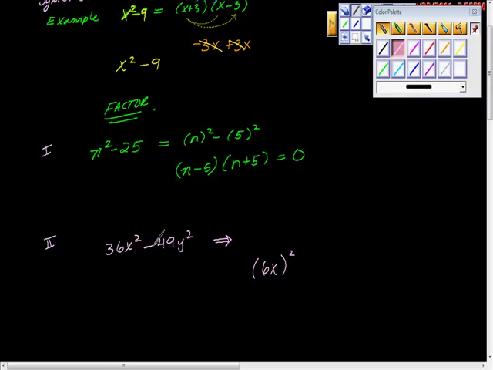So how do you think I'm looking at this? This negative sign is this one, so how do you think I'm looking at this 49? And this y is going to be 7y, isn't it? Squared. Why is that true? Because 7y times 7y is, 7 times 7 is 49. Y times y is y squared. Isn't that true? So when we factor this out, we get 6x minus 7y times 6x plus 7y.